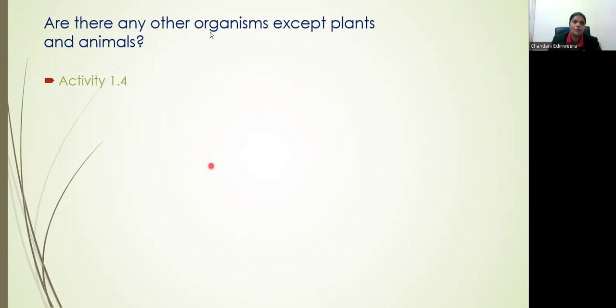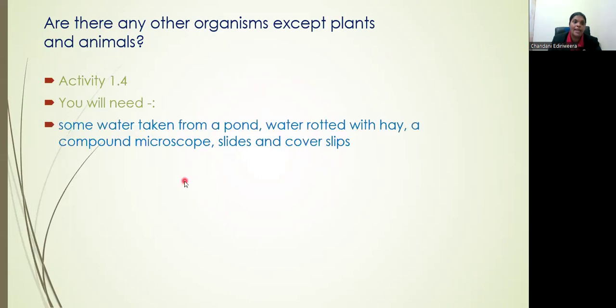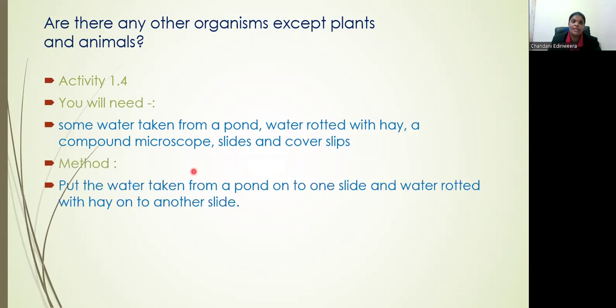To identify that one, we are using a small activity. For that, we are taking some pond water, or we can use some rotten hay, or some small sample of the food item we can take, and we need a compound microscope, slides, and the cover slips. So first, we need to take some pond water sample, and we need to take a drop of water and put that one onto a cover slip.